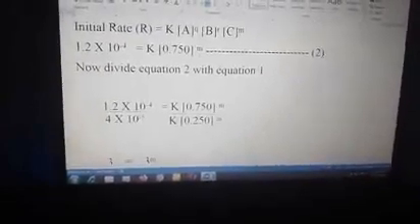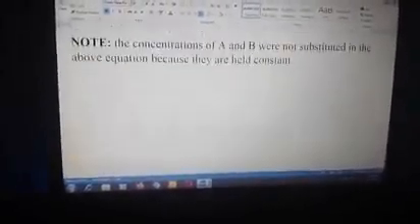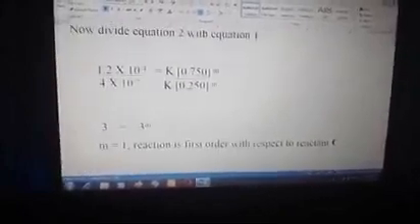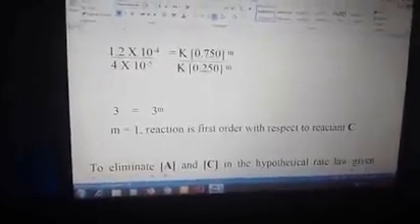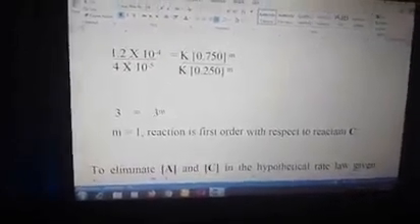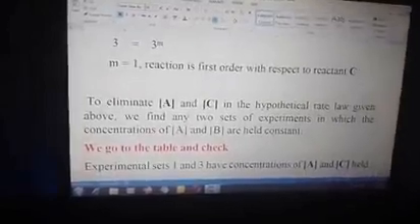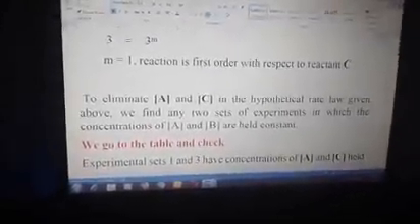We'll now divide equation 2 by equation 1. Look at equation 2, the numerator, and look at equation 1, which now serves as the denominator. So we divide 1.2 × 10^-4 by 4 × 10^-5, which gives us 3. 0.75 divided by 0.25 also gives us 3. K cancels K. We'll now take M. So cancel out the bases that are equal. That means M is equal to 1. So the reaction is first order with respect to reactant C.